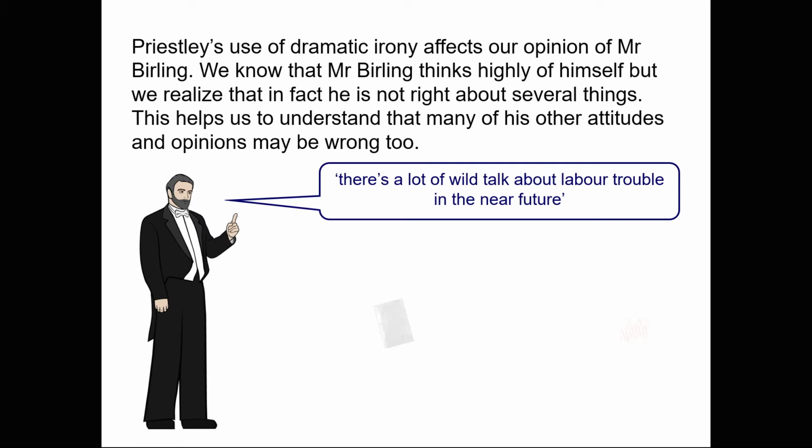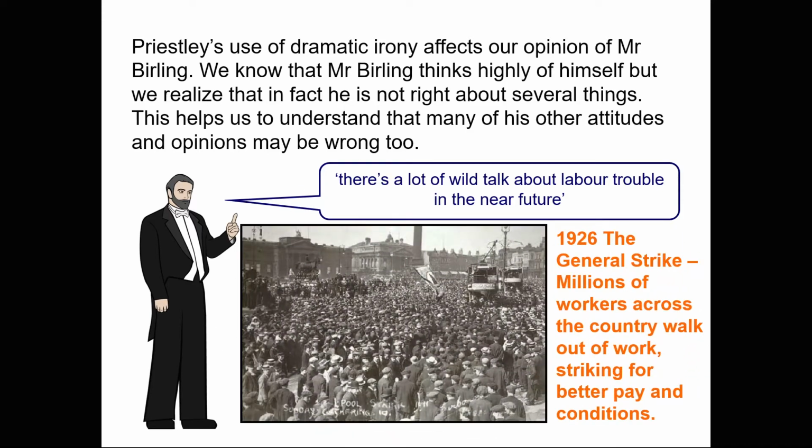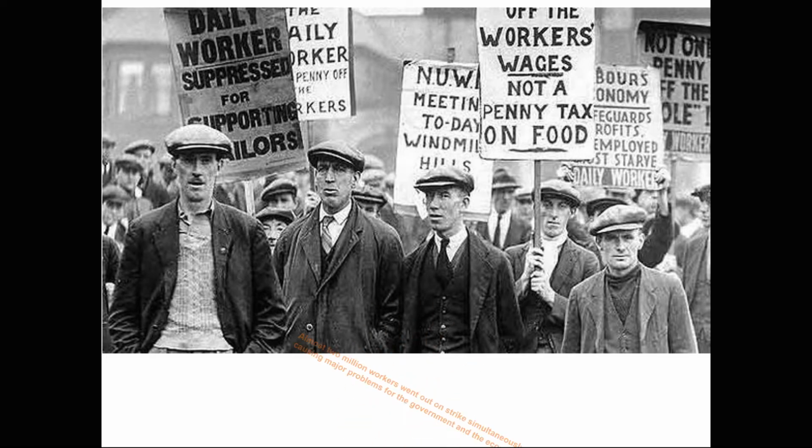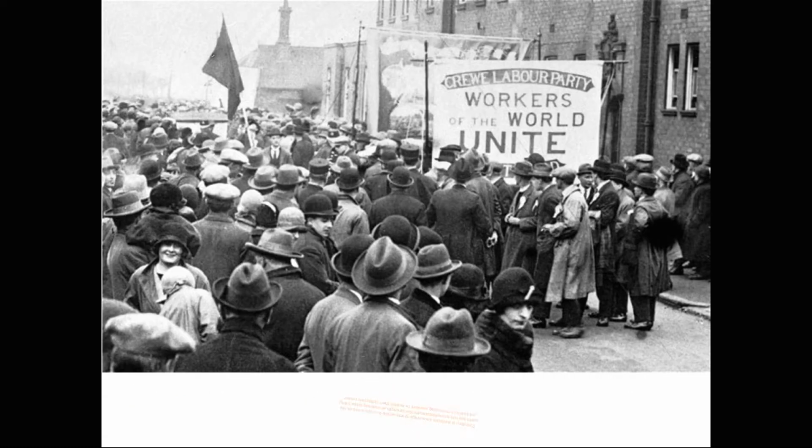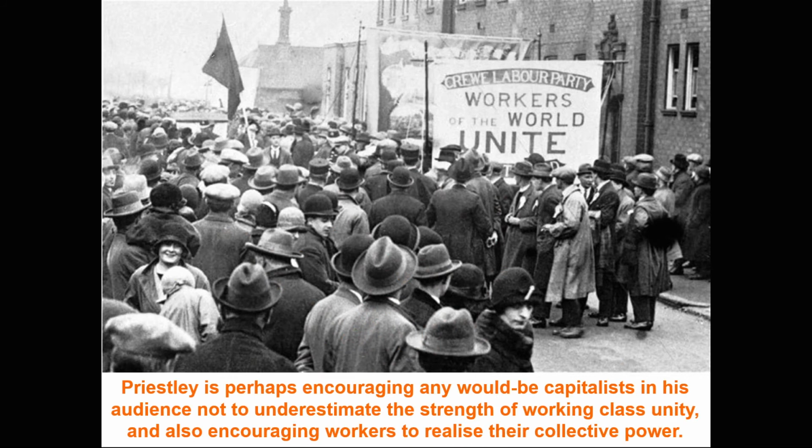This obviously is not true, and the labour movement grows in strength through the 1920s and sees the first Labour government towards the end of the 1920s. On the way there, you have the general strike in 1926. Millions of workers across the country, particularly in heavy industry and transport, all walk out of work at the same time, striking for better pay and conditions. So Birling's predictions seem fairly stupid and fairly uninformed. In this particular instance, you have about 2 million workers going out on strike, causing massive problems for the government and for the economy. It's worth perhaps thinking about Priestley's intentions here.